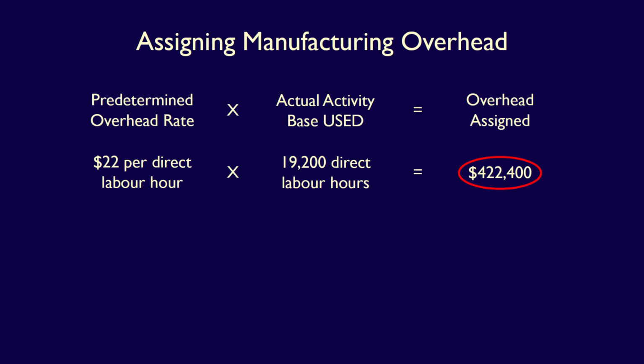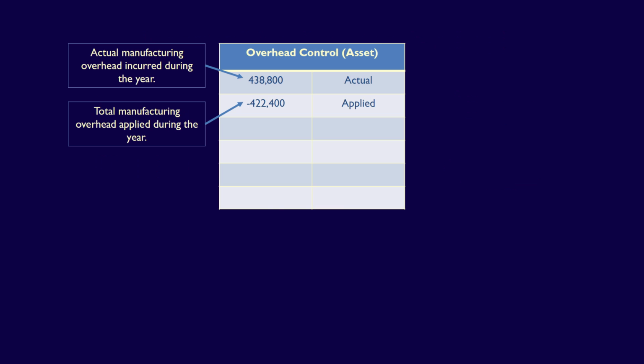equals the overhead assigned, $422,400. This is the manufacturing overhead applied to all of the jobs during the year and therefore transferred into the work-in-process inventory account from the overhead control account. What would our overhead control account look like at the end of the year under example 2? You can see that the actual manufacturing overhead incurred was $438,800. In addition, the total manufacturing overhead applied to jobs throughout the year is negative $422,400. Why negative? Because it's been transferred out of the overhead control account into work-in-process inventory.